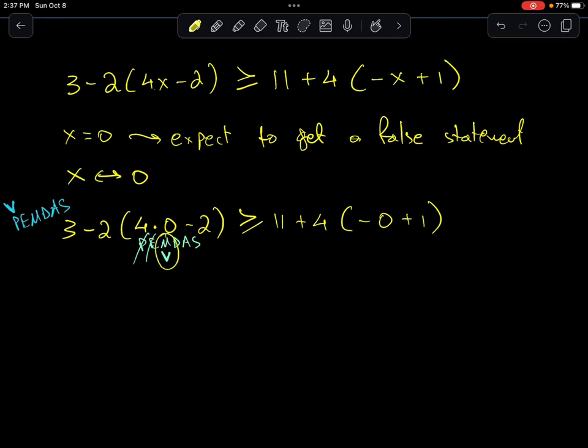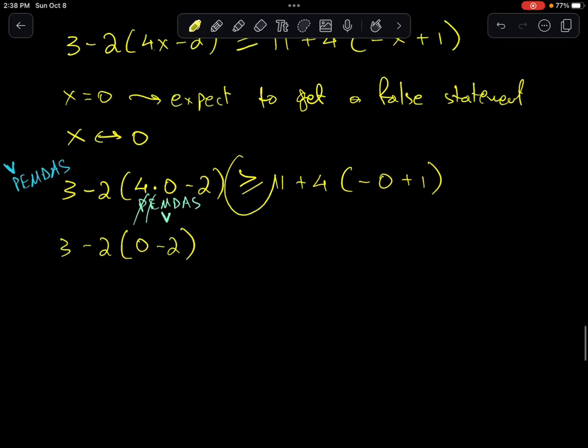Everything that's not M inside the parenthesis drops, meaning everything that's not 4 times 0 drops. So 3 drops, minus 2, parenthesis drops. 4 times 0 is 0. Anything times 0 is 0. Minus 2 drops, parenthesis. Symbols drop. Now let's see what I'm doing here. I need another PEMDAS.